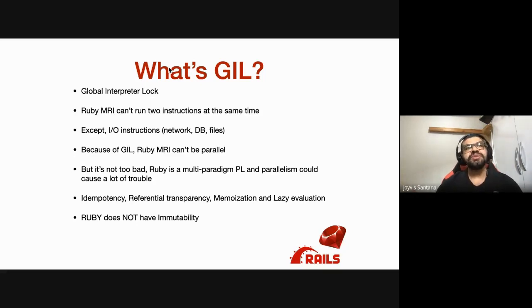Okay, except IO instructions. And when I say IO instructions, I'm talking about network, database, and write and read in files as well. And because of the GIL, Ruby MRI can't be parallel. So yes, Ruby MRI, the version of Ruby that we use in our normal day, is not parallel, and it can't be parallel. Okay, but it's not too bad.